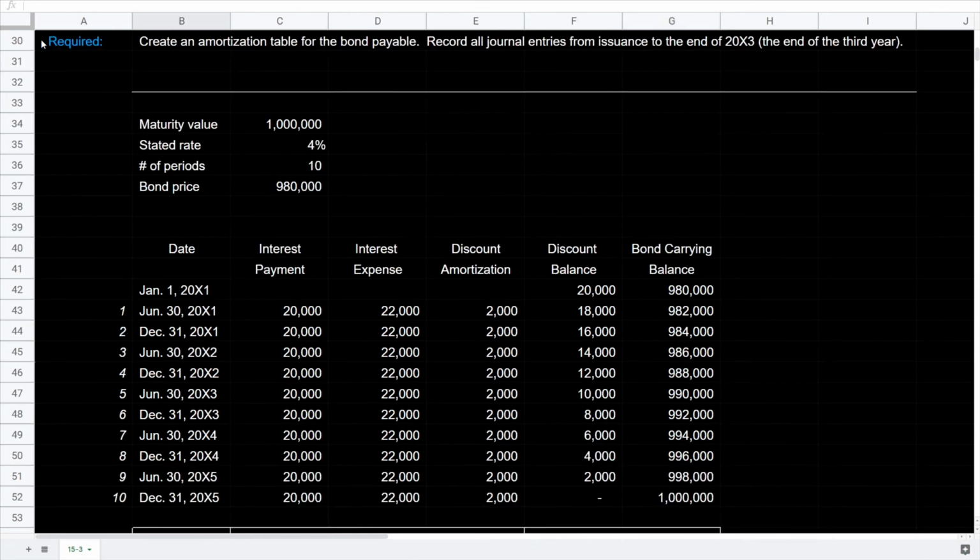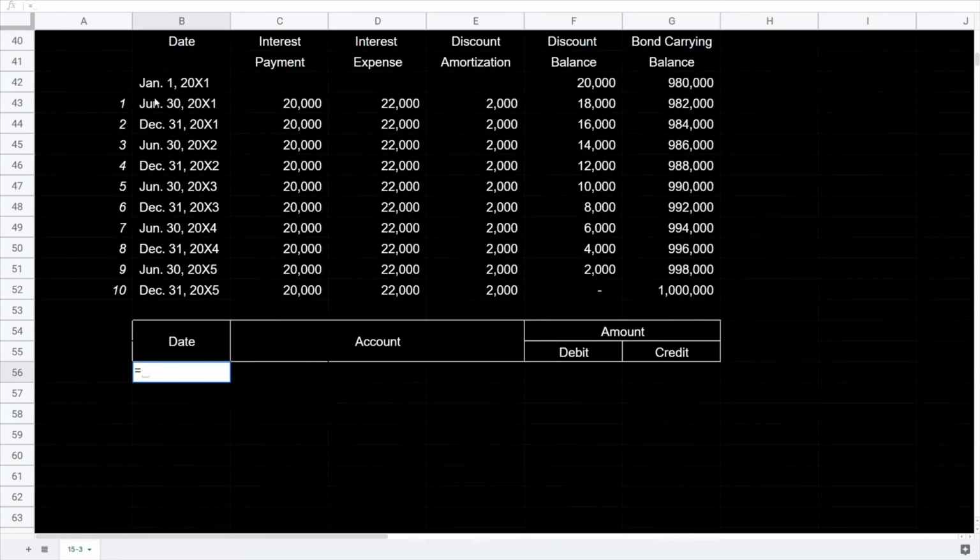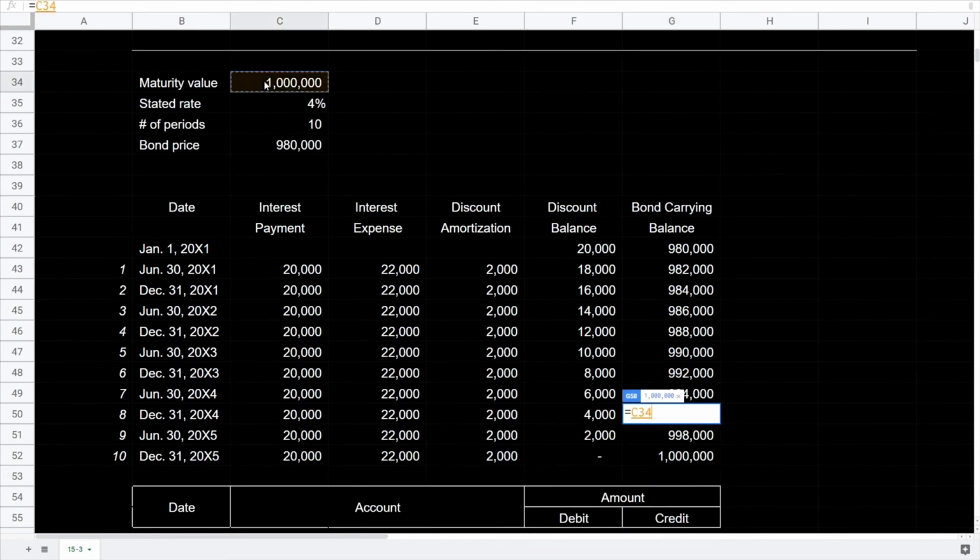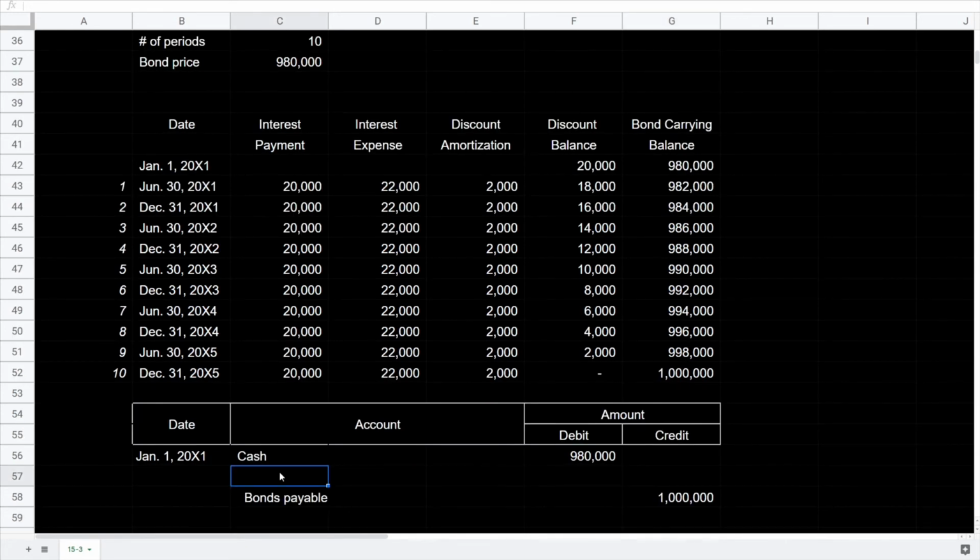Let's consider the next part of the question. We are asked to record all journal entries from issuance to the end of 20X3, or the end of the third year. The first date would be January 1st, 20X1, when, from the point of view of the issuer, cash is received. How much cash was received was $980,000. That was the price of the bond. The issuer has an obligation, bonds payable, for the maturity value, and the maturity value was $1 million. Finally, we have to recognize the discount on bonds payable, which is $20,000 on day one.